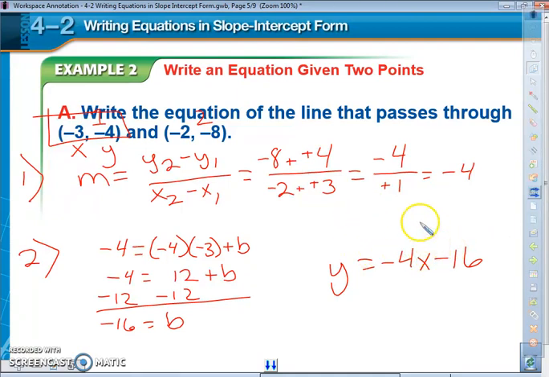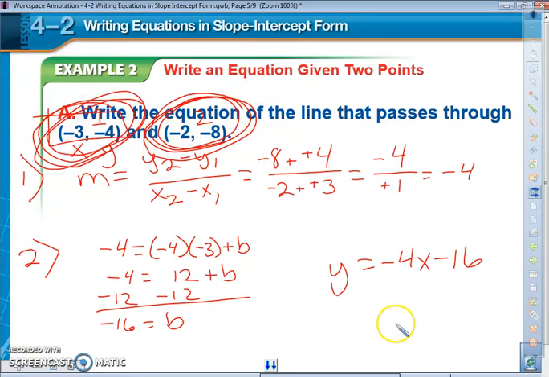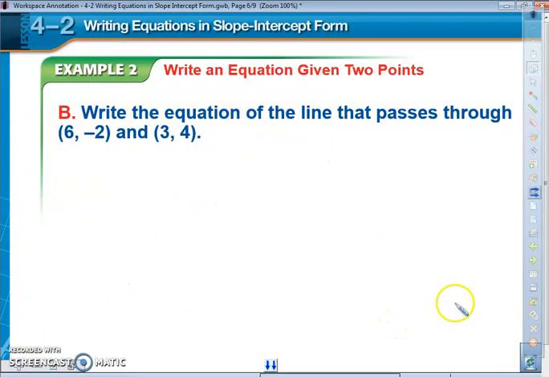Remember, you can go back and check this work to make sure. You can graph it in your calculator and go to the table, making sure that you have this point and that point on your line. Okay? All right. So this is the same kind of thing.